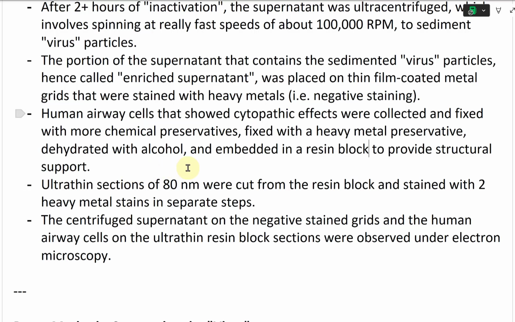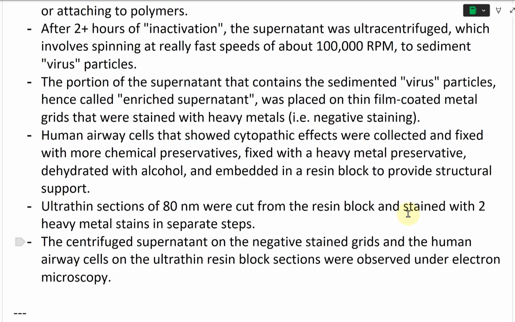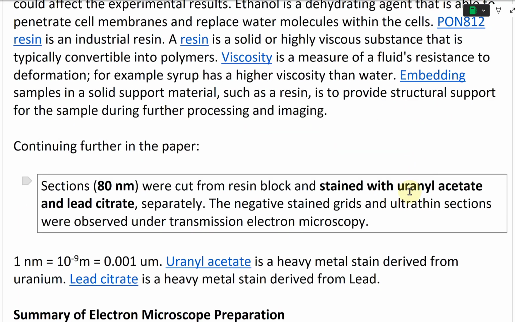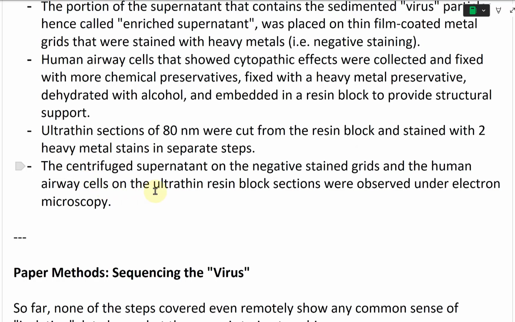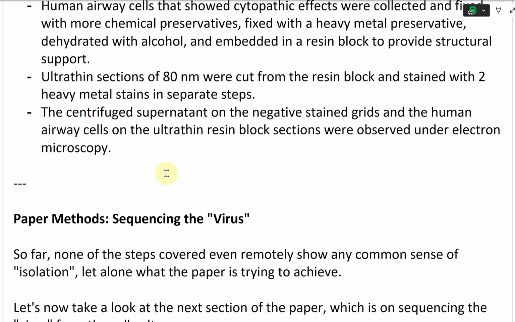And ultra-thin sections of 80 nanometers, again, extremely thin, were cut from the resin block and stained with 2 heavy metal stains in separate steps. So they would stain one and then stain the other one right after. Stained with uranyl acetate and then stained with lead citrate separately. All right, the centrifuged supernatant on the negative stained grids and the human airway cells on the ultra-thin resin block sections were observed under electron microscopy. All right, very, very interesting stuff here.